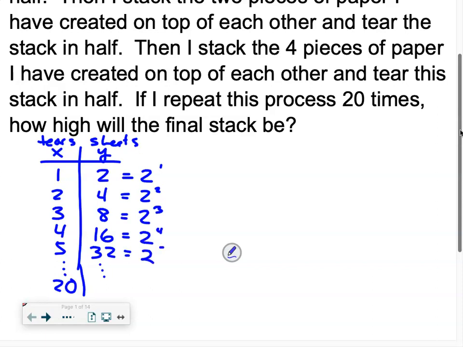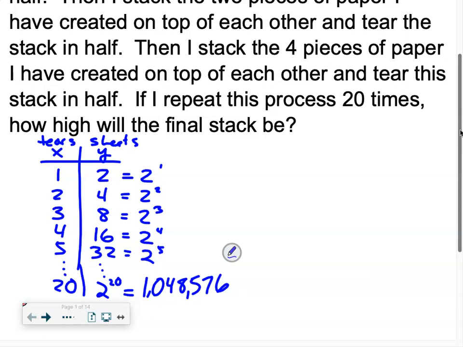And if you think about it, it makes sense because what are we doing to go from one term to the next? Each time we're multiplying by 2. So each of these numbers becomes 2 with a higher exponent, and these are all powers of 2. So after 20 tears, it would make sense that we would have 2 to the 20th sheets of paper. 2 to the 20th, if I grab my calculator, is 1,048,576 sheets of paper. That's with 20 tears.